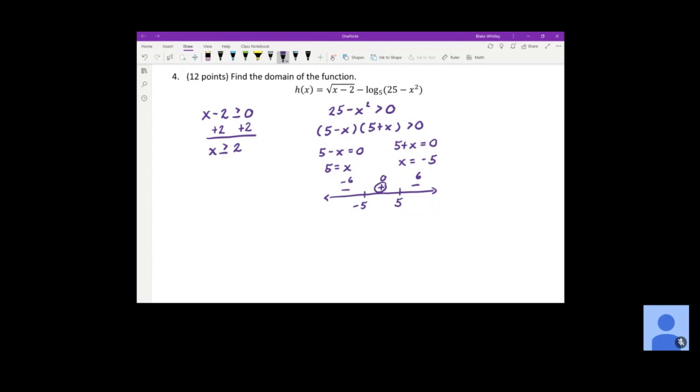So now I just got to put all this together. So I know for sure, based on the square root part, my x has to be greater than or equal to 2. But I also know now that I need to be somewhere between negative 5 and 5 because that's the only place log is going to be positive. So what's my overall domain going to look like this time then?